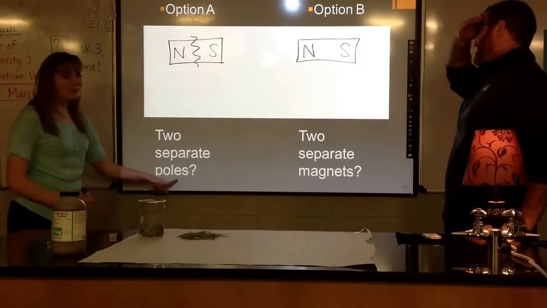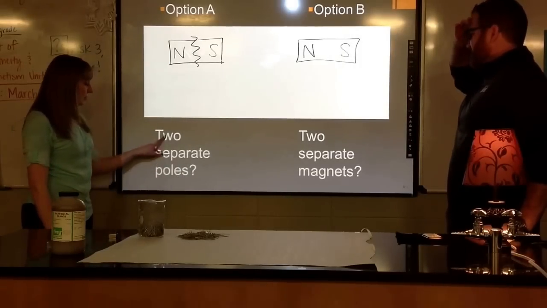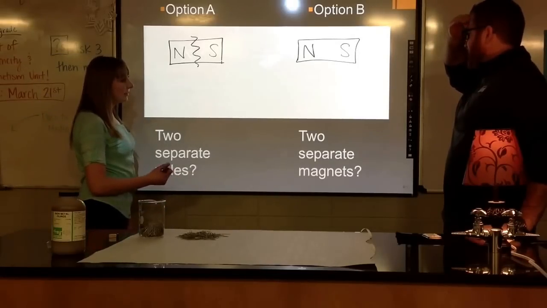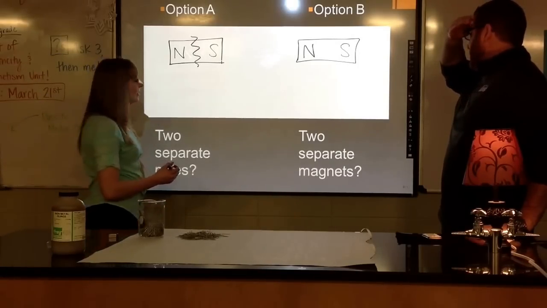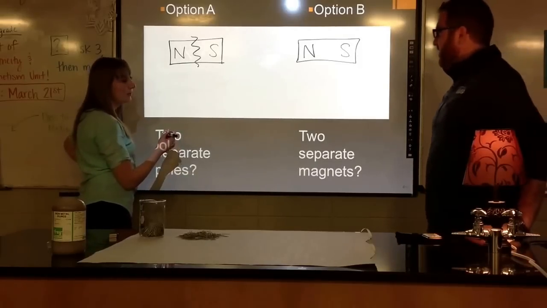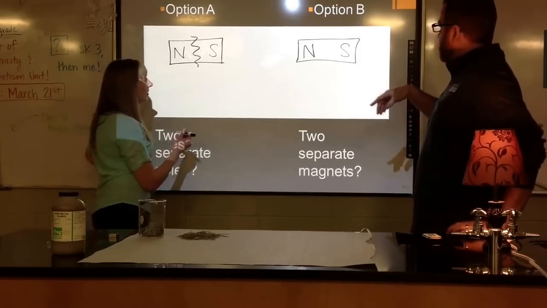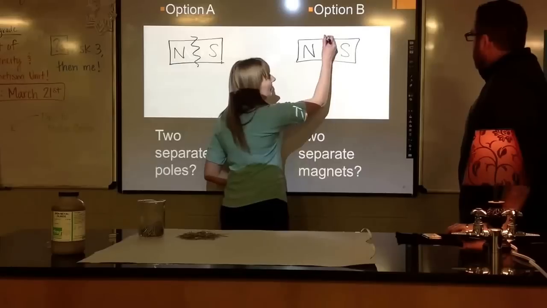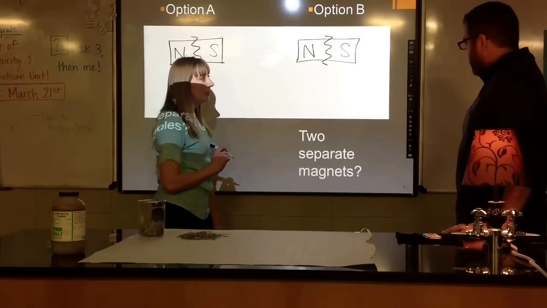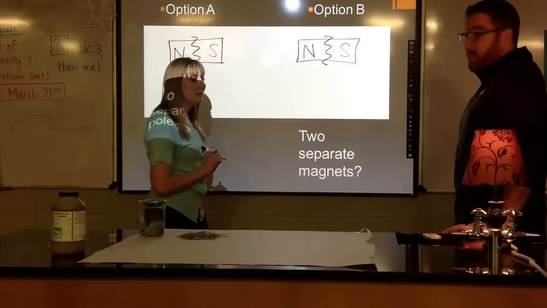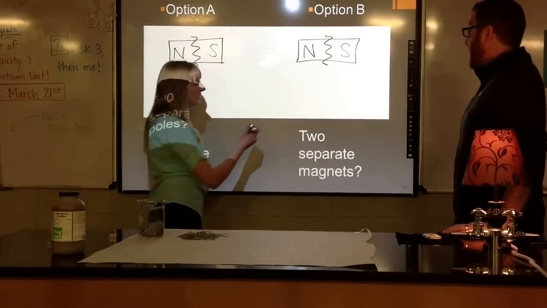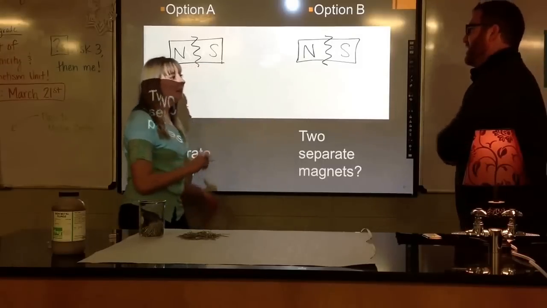My clue down here for you is that one option would be that we get two separate poles. What would that look like? I don't know yet. I think I have to consider this for a little bit. Can you give me the other option? In option B, if we break the magnet in half, we could end up with two separate magnets. That would be pretty cool. You know, that'd be a nice way to make more magnets. But I got to think about it a little bit more, I think.